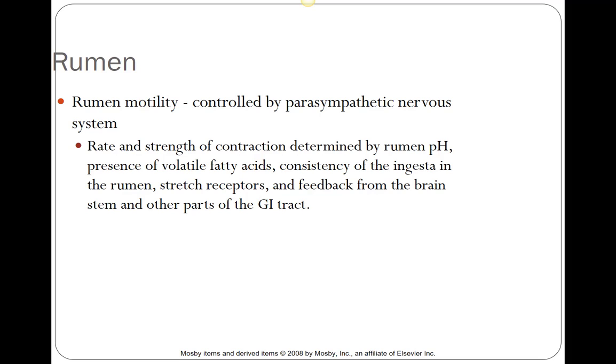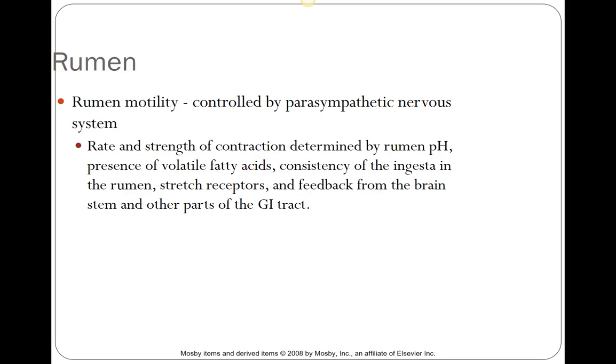Rumen motility is controlled by the parasympathetic nervous system. When the parasympathetic nervous system is in action, rumen motility carries on. If there's any sympathetic stimulation, then you get rumen atony, so it stops moving. The rate, strength, and contraction of the rumen is determined by the pH. There's a range of pH that should be between about 6 and 6.5. That's very important for the rumen to do its normal job.